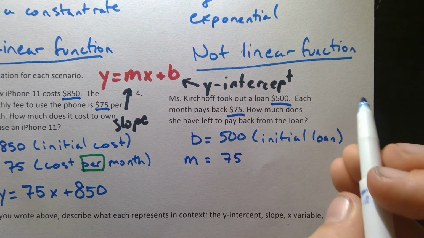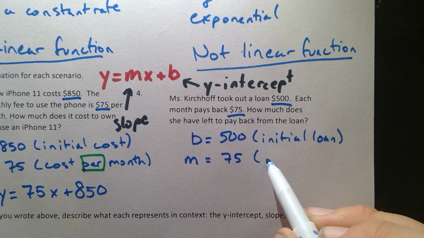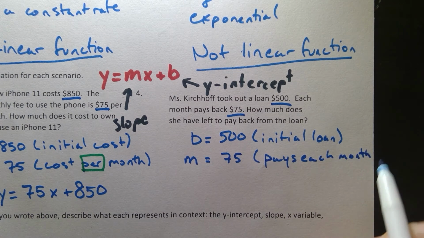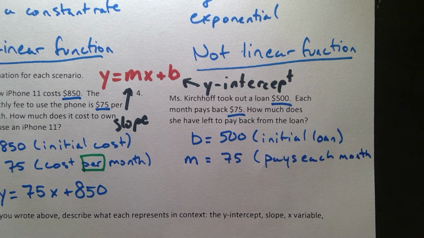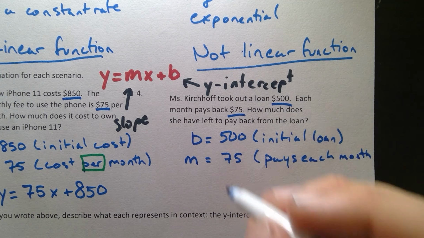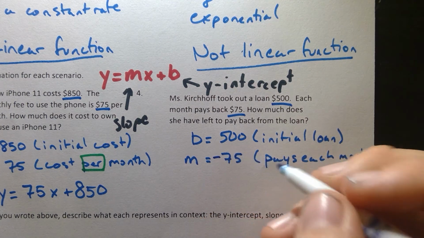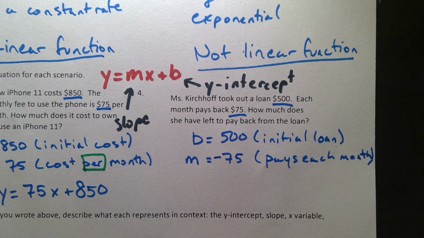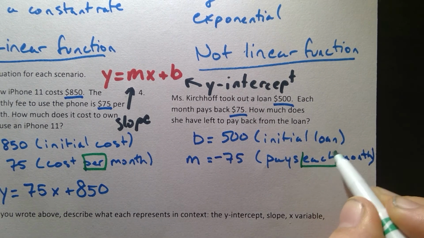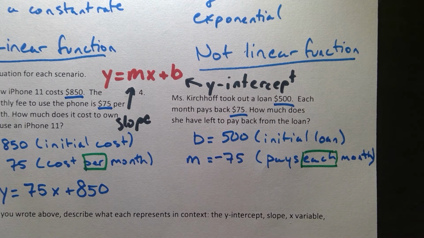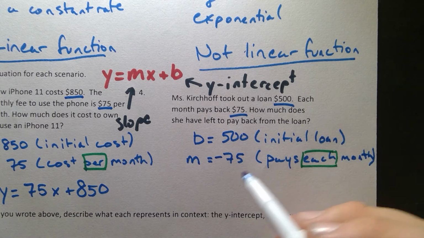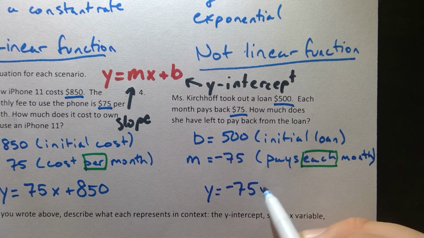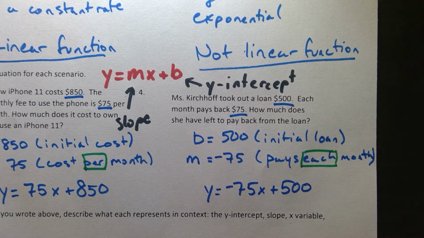Now we have to be careful here. $75 paid each month. Does that make the loan be more or less? Since she's paying it back, it means it's less. So her slope, her M, is going to be negative 75. Another word that helps us realize that this has got to be our slope is the word each. So she pays the dollars each month, $75 each month. We're going to plug that into our equation of y equals negative 75x plus 500.